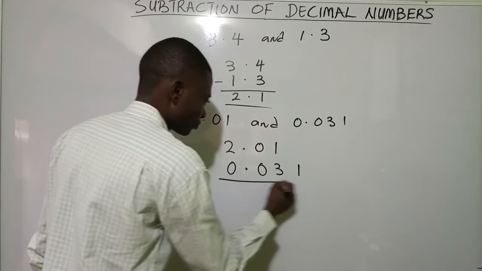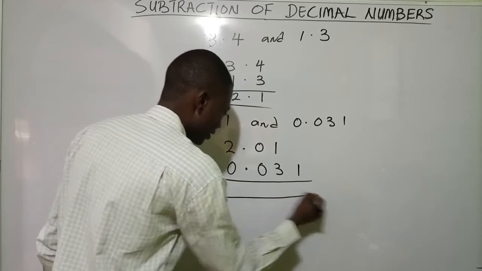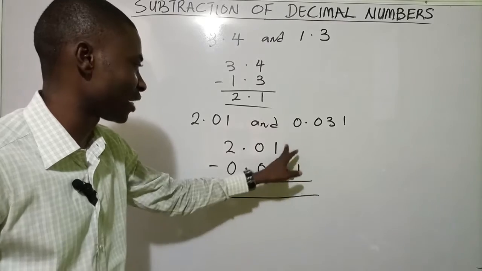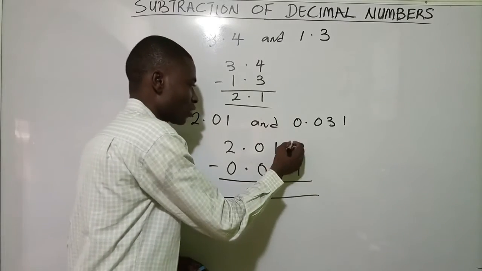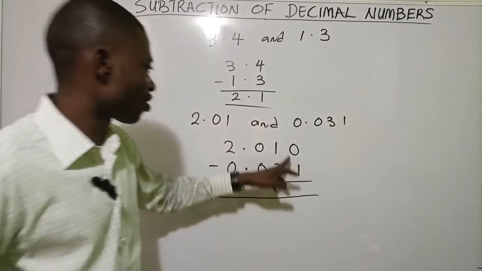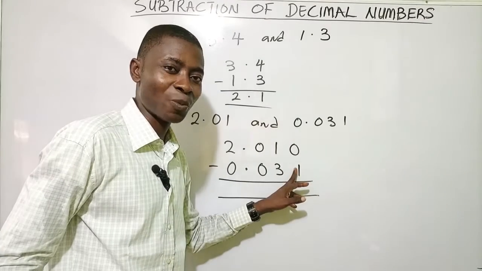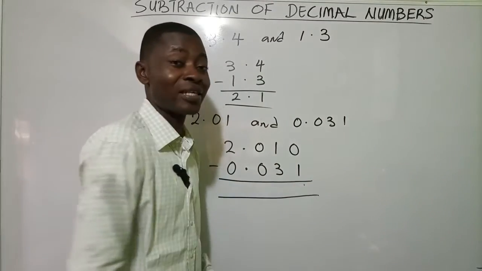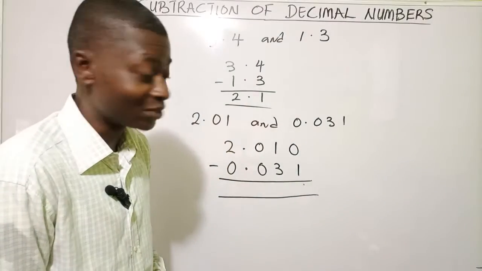So this is 0.031. Now we are going to subtract this. Remember, I told you there's nothing here, so that means there's 0 there. So you just quickly complete it with 0. So what will we do here now? 0 minus 1. Is it possible? Don't make the mistake of saying 0 minus 1 and writing down 1 there. No, it's not correct. You will be wrong.